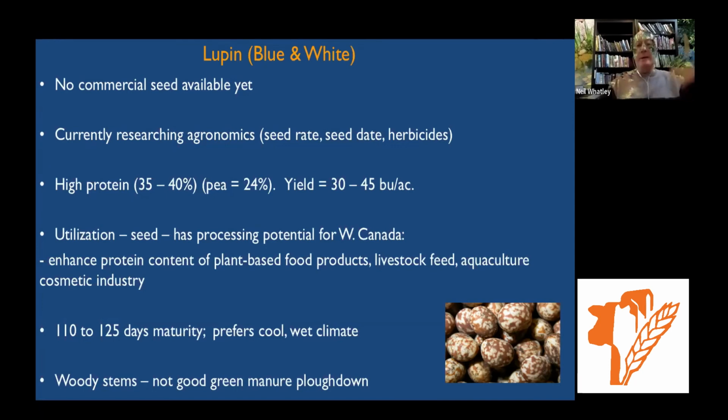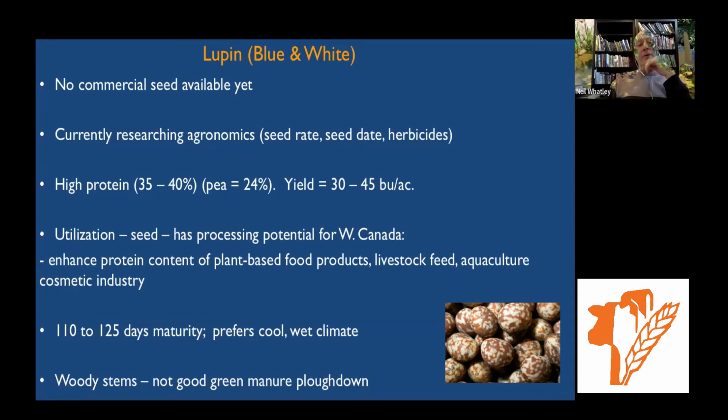I really don't know a lot about lupin. It's a new crop. I do remember it on Dr. Slinker's plots back in the early 90s, but that's the only experience I've had with it. People like Robin Boness, a researcher at Lacombe, are working on lupin. There's no commercial seed available yet.